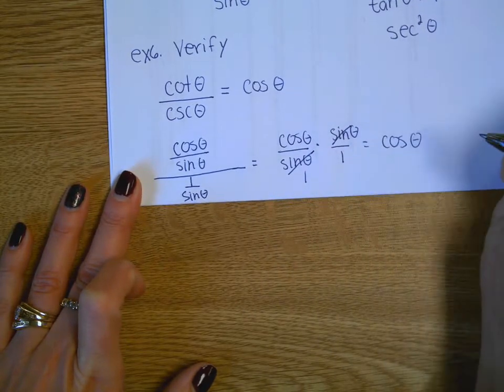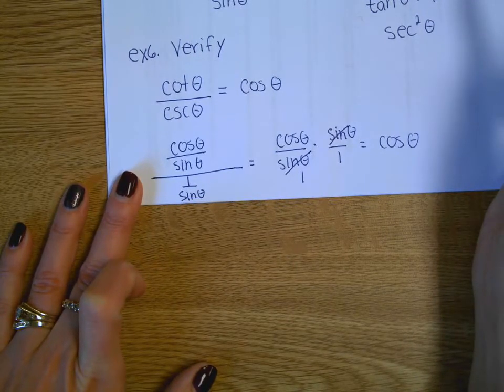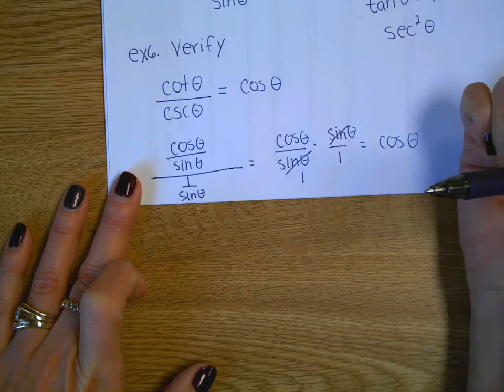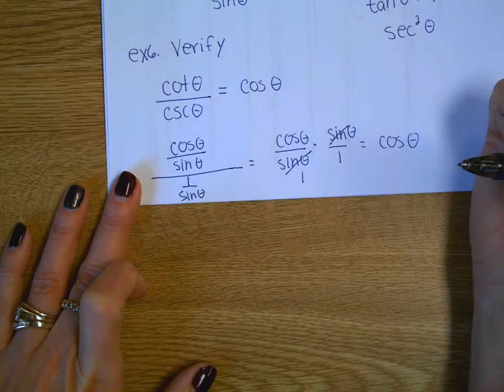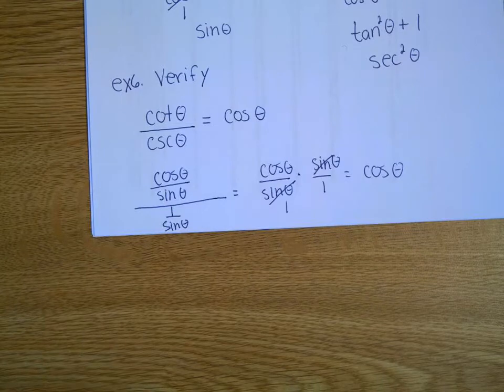Verified, yes. Wait, I have a question. What's your question? Is cotangent equal to cosine over sine? It does. And cosecant equals 1 over sine? Very good. Verified. One more verified.